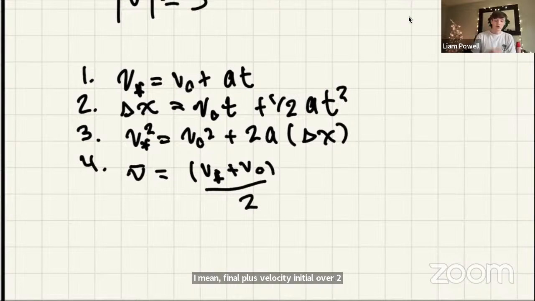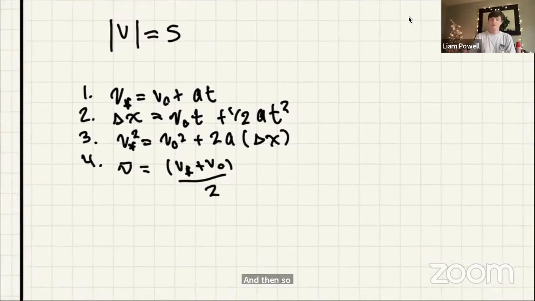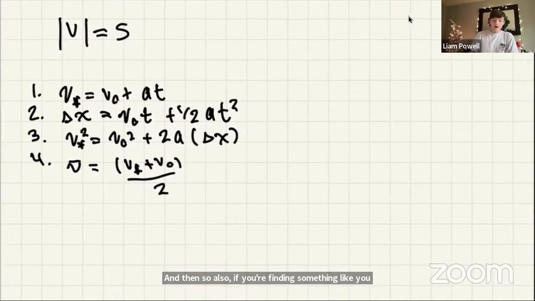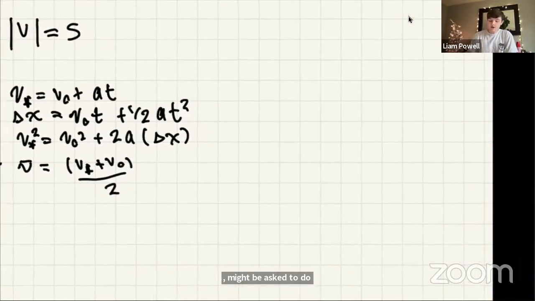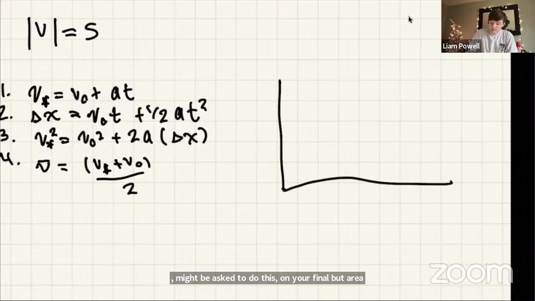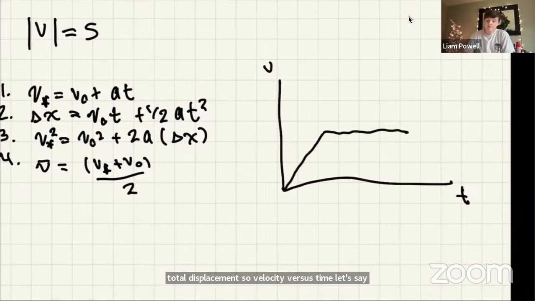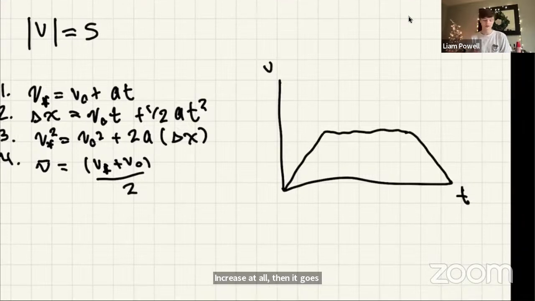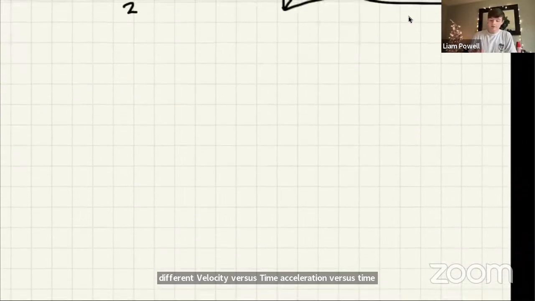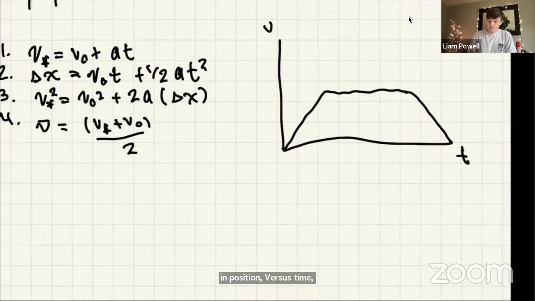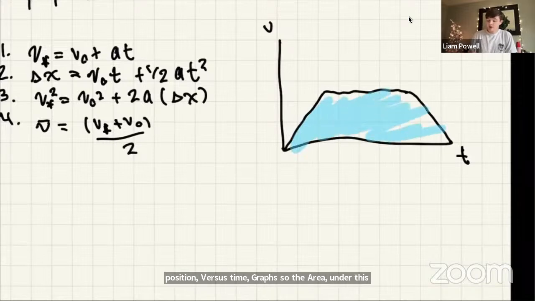And so also, you might be asked to do this on your final: the area under a velocity versus time graph is going to be the total displacement. So for velocity versus time, let's say that your velocity increases, does not increase at all, then it goes down. I'll review these right after I'm finished explaining this, the different velocity versus time, acceleration versus time, and position versus time graphs. So the area under the line is going to be equal to your displacement.